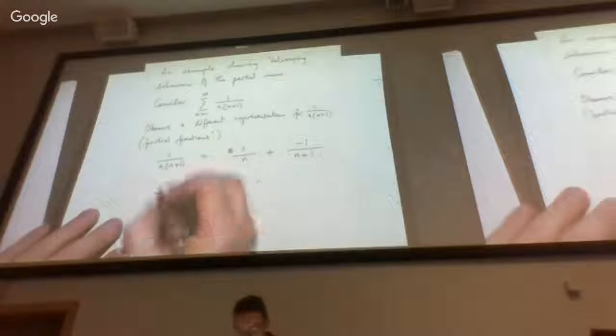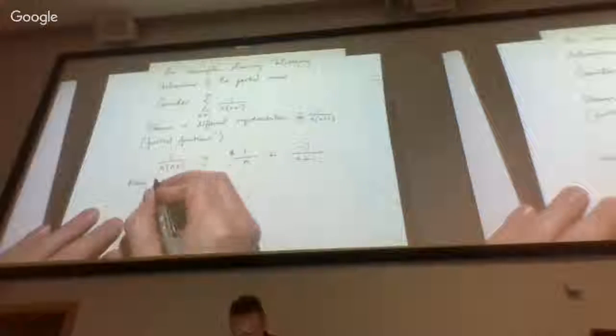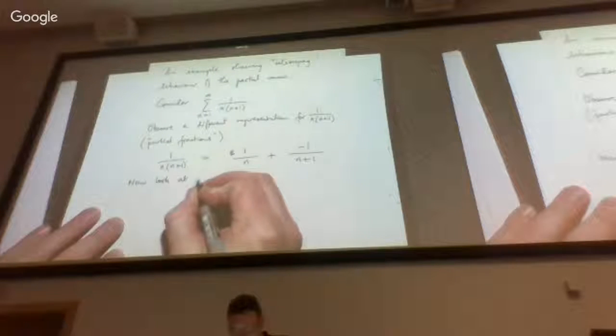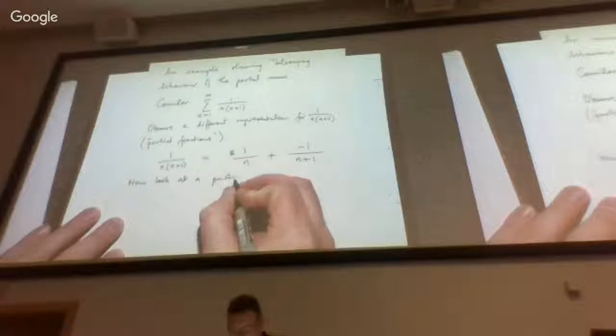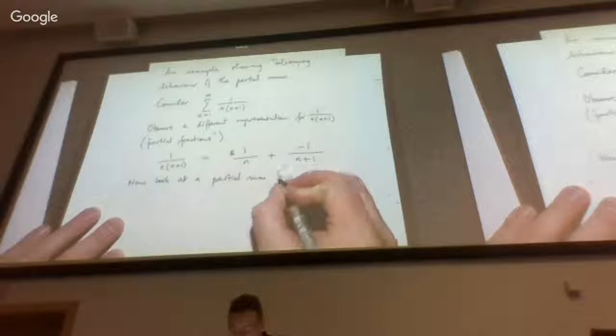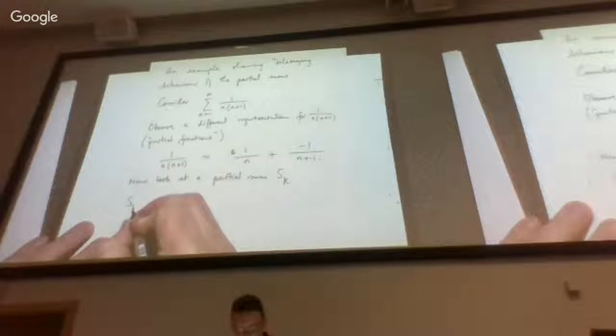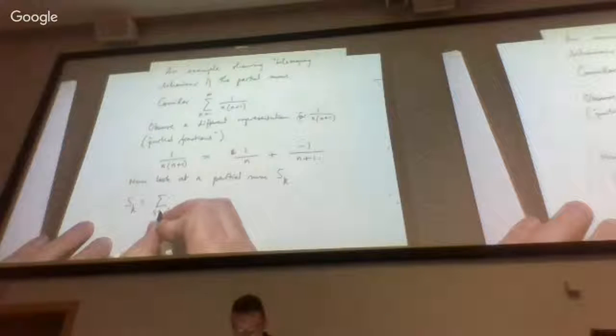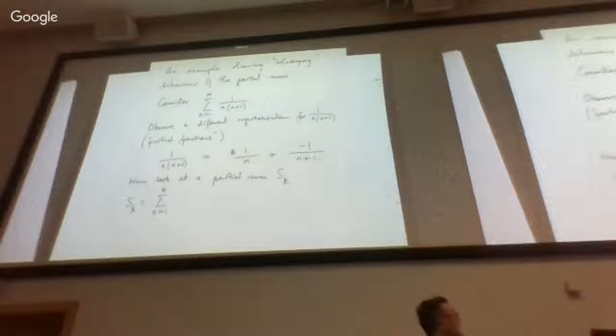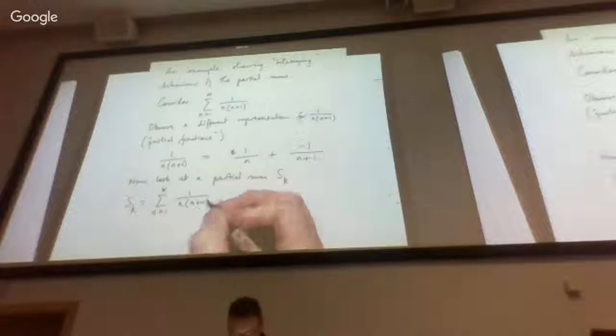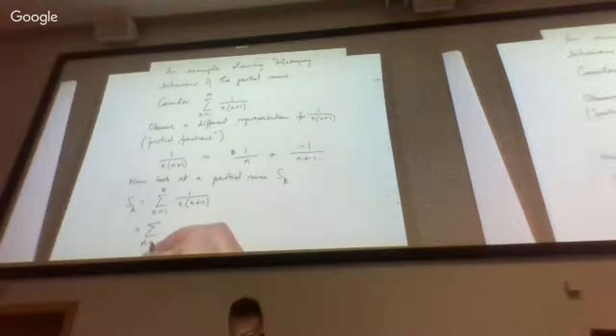fraction. And then we look at the partial sums. So now we'll look at a partial sum, s_k. So s_k, by definition, is the sum from n equals 1, not up to infinity, but just going up as far as k. So we're going to look at this partial sum of the series, but now we have a different representation for it as 1 over n minus 1 over n plus 1.